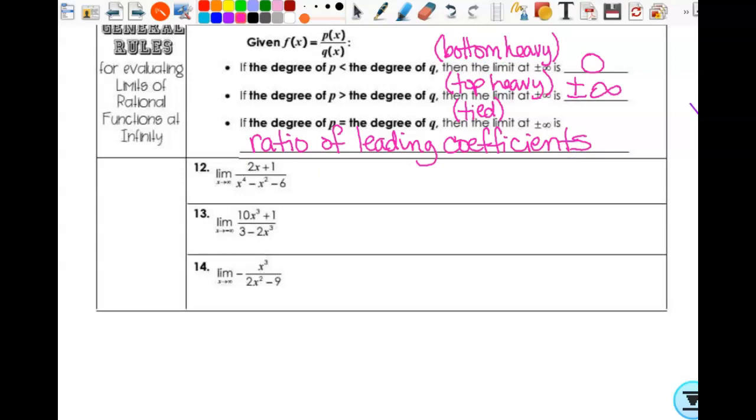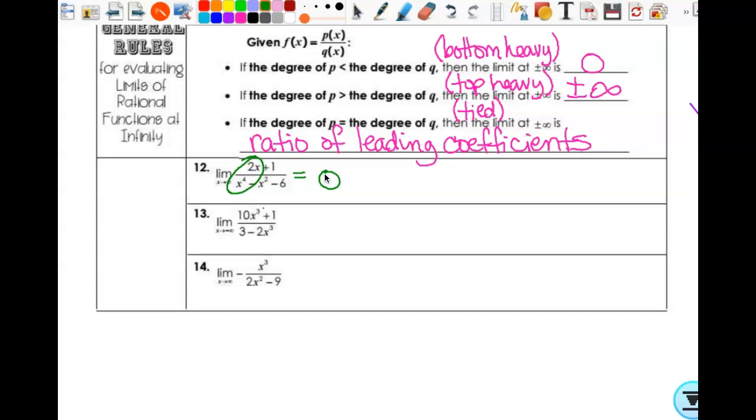So we have 3 more questions, just like the 3 above. But we don't have to do all that x dividing stuff because we can use what we know about rational functions. When we look at number 12, I look at my leading terms. Oh, not always the first 2, right? Should be if it's in the right form. But top heavy, bottom heavy, or tied in degree? Bottom heavy, so my answer is 0.